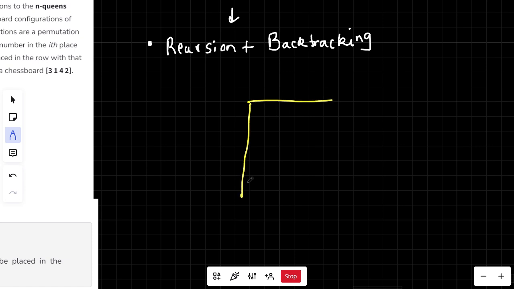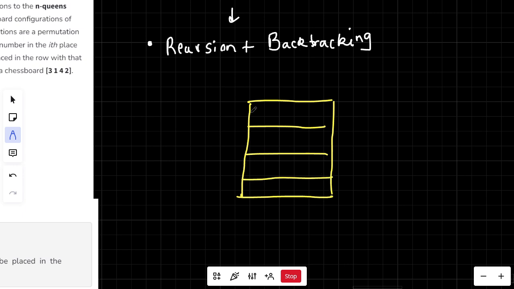So let us take a 4x4 chessboard. So I can say an N cross N chessboard. If you see carefully, there are 4 rows and 4 columns. I can give the indexing as 0, 1, 2 and 3, and similarly over here 0, 1, 2 and 3.